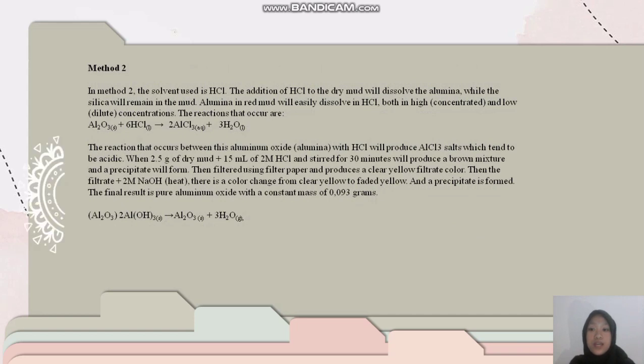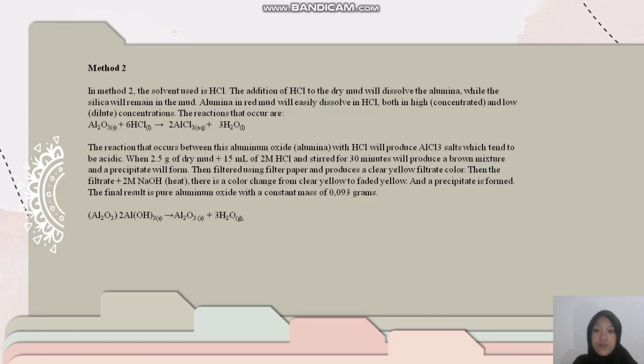Method 2. In method 2, the solvent used is HCl. The addition of HCl to the dry mud will dissolve the alumina while the silica will remain in the mud. Alumina in the red mud will dissolve in HCl at both high and low concentrations. The reaction that occurs between alumina oxide and HCl will produce AlCl3.